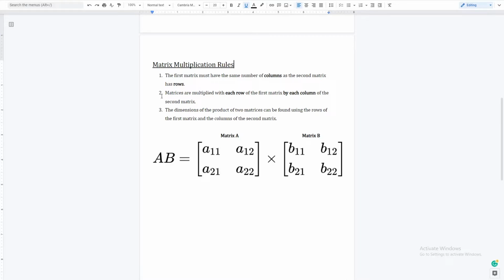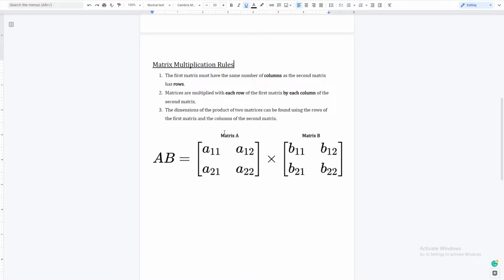The second rule: matrices are multiplied with each row of the first matrix by each column of the second matrix. So what this means is that we'd have to take the row of matrix A, A11 and A of 12, and multiply it by B of 11 and B of 21 to get the first element of matrix AB. We can't take the columns of matrix A and multiply them by matrix B's rows. Otherwise, we would end up with a different answer.